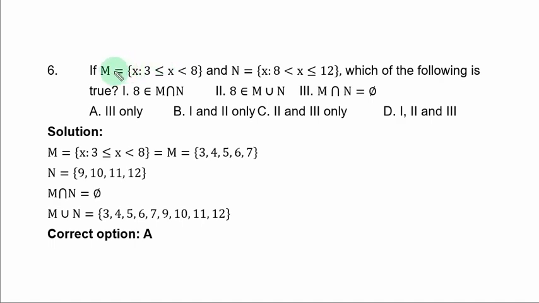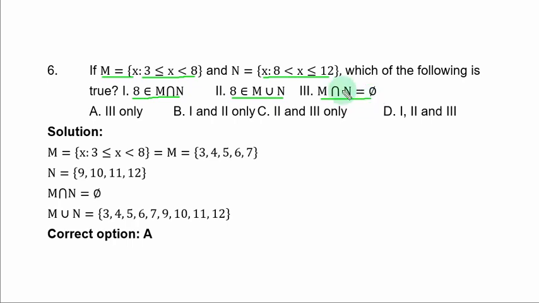Question 6. If M is equal to {S such that 3 is less than or equal to S less than 8} and N is equal to {S such that 8 is less than S less than or equal to 12}, which of the following is true? 8 is a member of M intersection N. 8 is a member of M union N. And M intersection N is equal to an empty set.